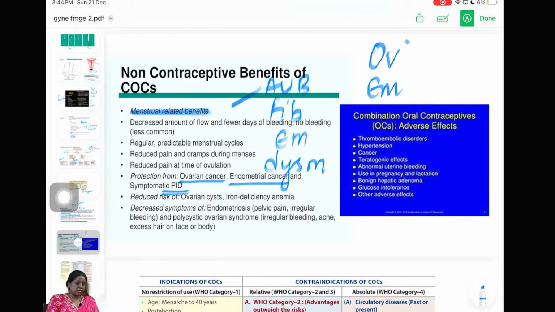as well as endometrial cancer, what is the hormone that is responsible? Estrogen. Okay, so since OCP has got both estrogen and progesterone, it is going to have a protective effect on these two conditions. Understood? And what are the other adverse effects you know of? Adverse effects is going to be thromboembolic disorders, hypertension, and then other cancers, liver, hepatic adenoma. All these are going to be adverse effects.